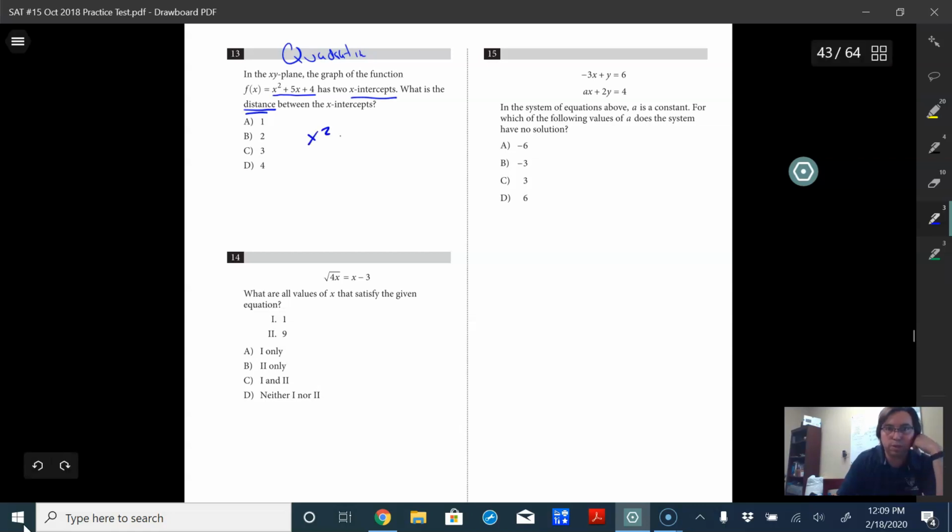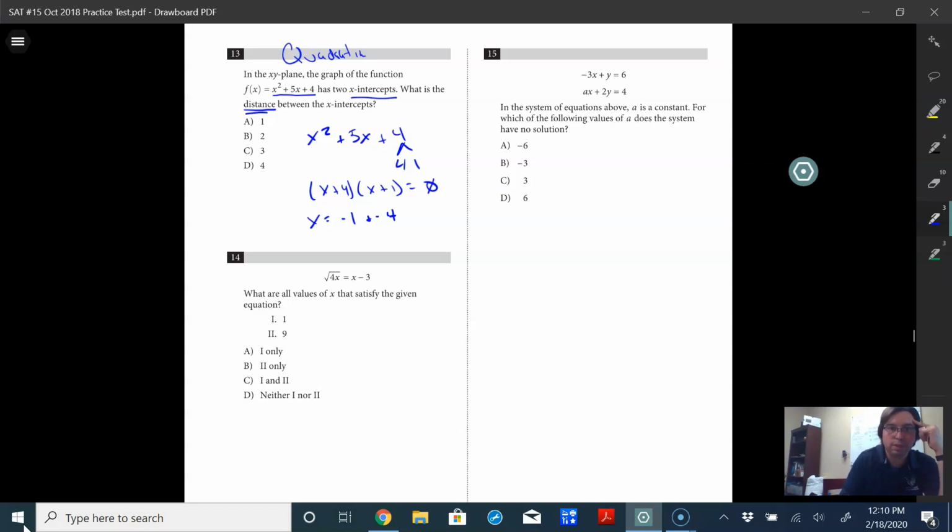x squared plus 5x plus 4. Since this is positive, we know our factors are going to be 4 and 1. So it's going to be (x plus 4) times (x plus 1) equals 0. So really then x is going to equal negative 1 and negative 4. If you chart those, the distance between them would be 3. The answer choice is C.